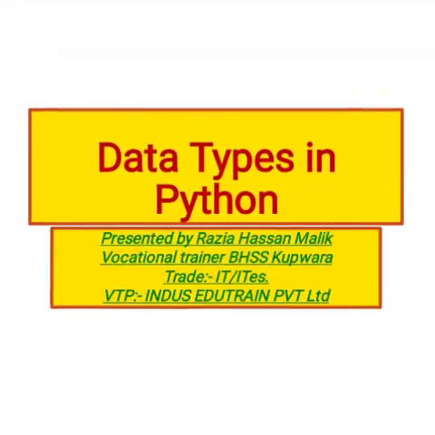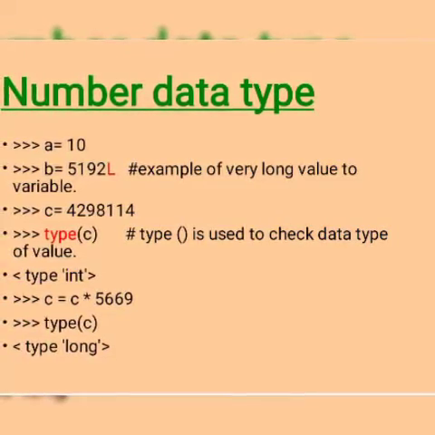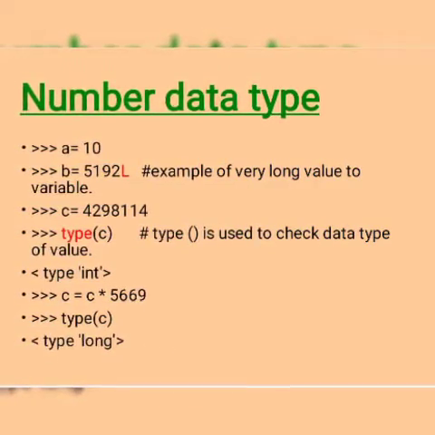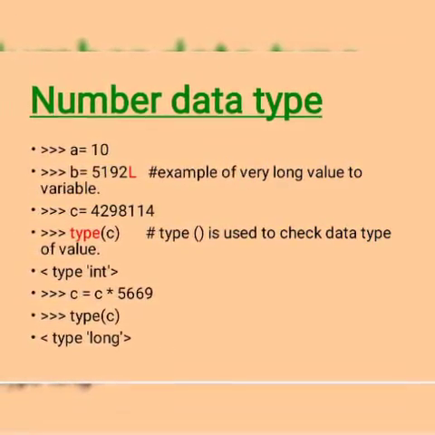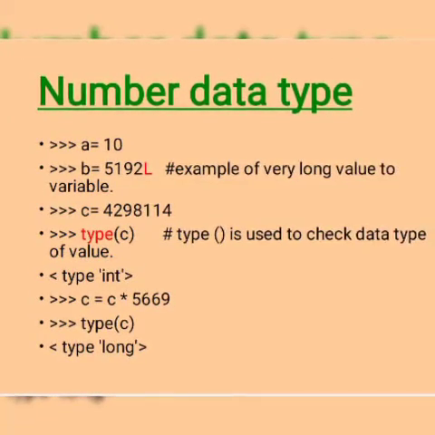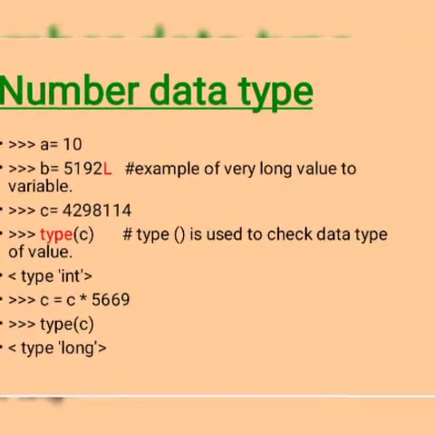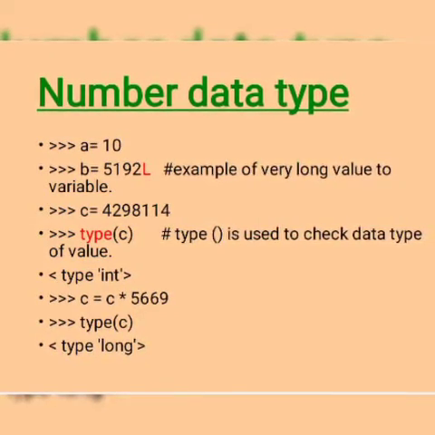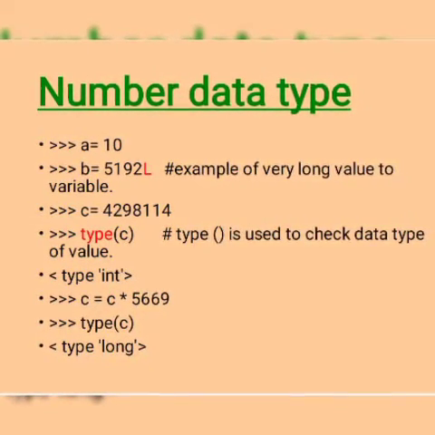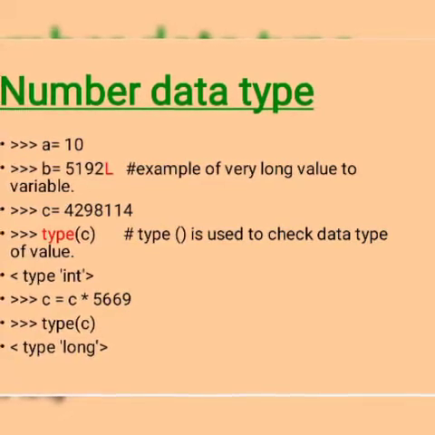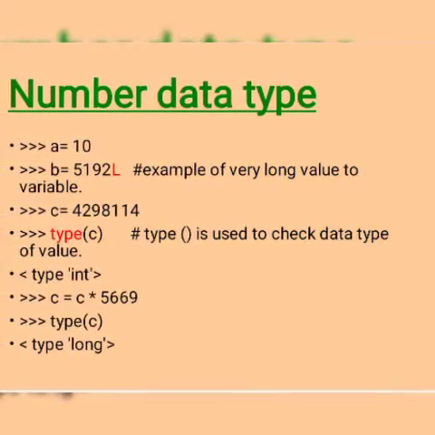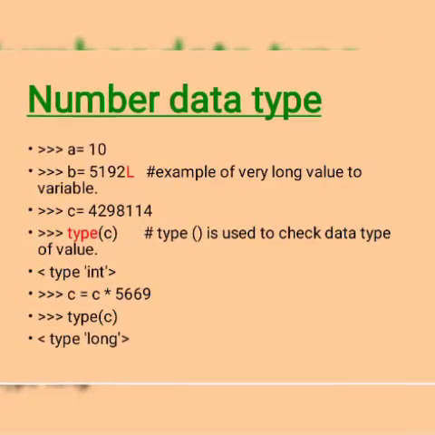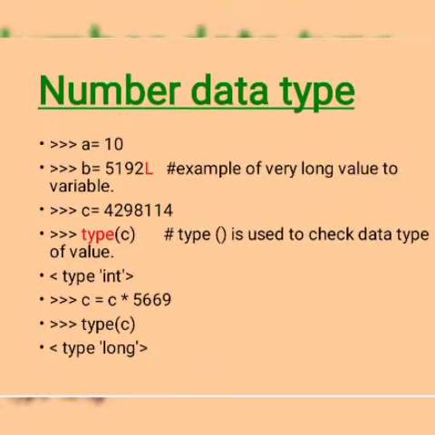My trade is ITeS. Today we are going to start data types in Python. First data type is number. Number is a data type in Python. Number data type stores numerical values, and this data type is immutable. That is, the value of its object cannot be changed. Once we have given the value, we cannot change the data type.